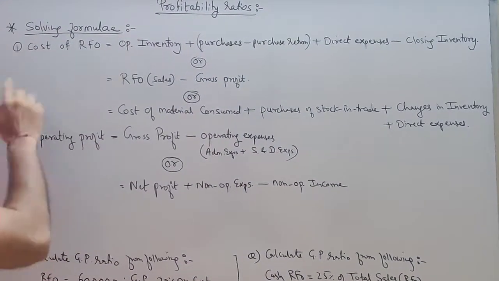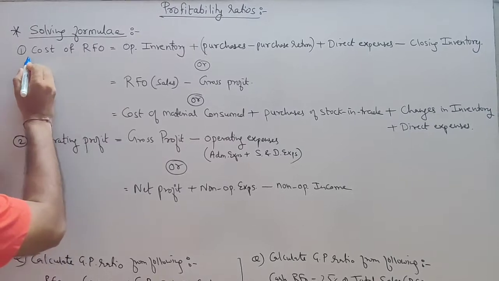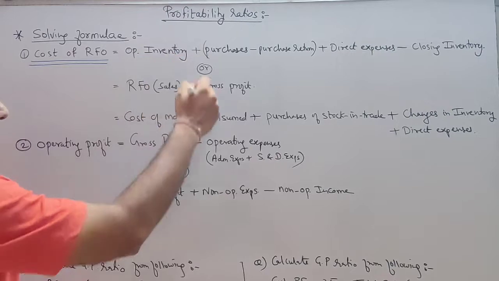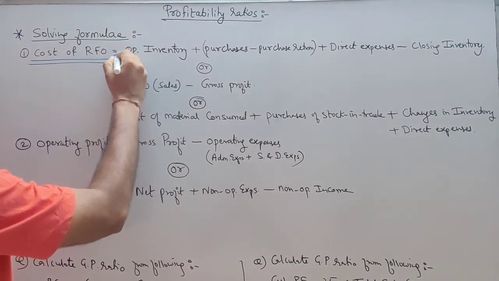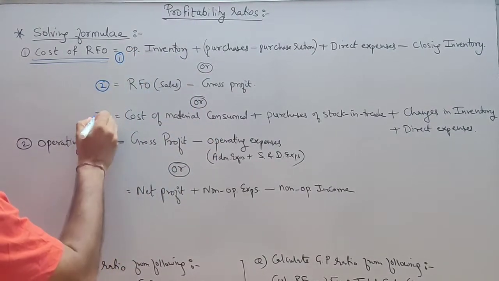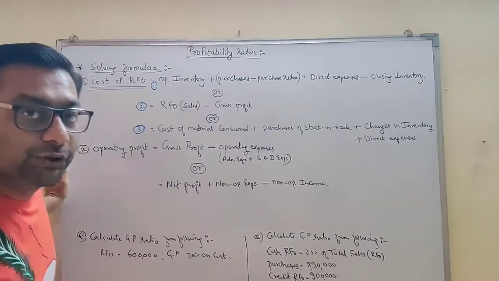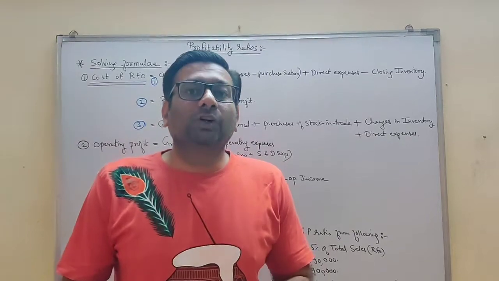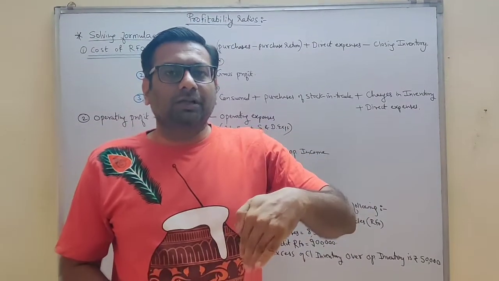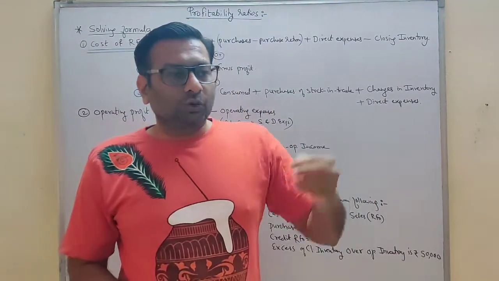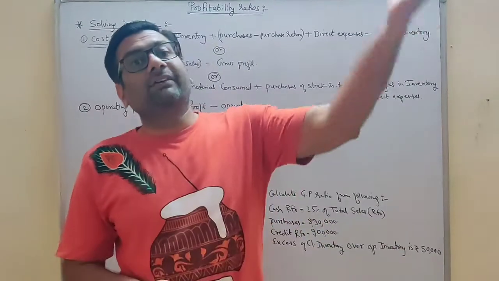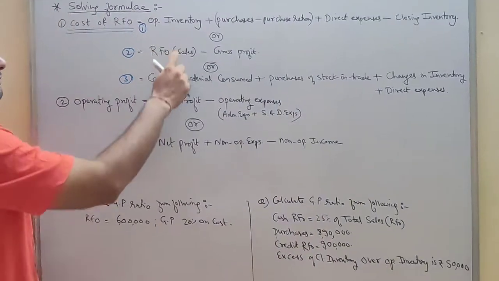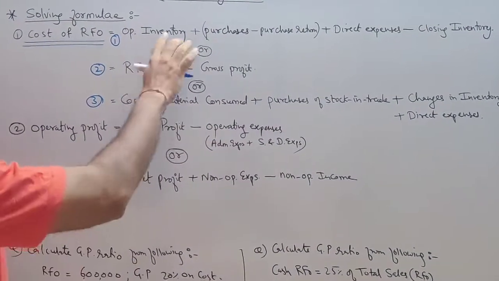Solving formulae. Number 1, cost of RFO. Now most of the sums may not give you cost of RFO. So I have listed here 3 formulas. Now out of these 3 formulas, which one to use? The answer is, it depends on what info they have given you in the question. Based on the info given in the sum, accordingly you have to use any one of these. Clear? Let's see one by one.